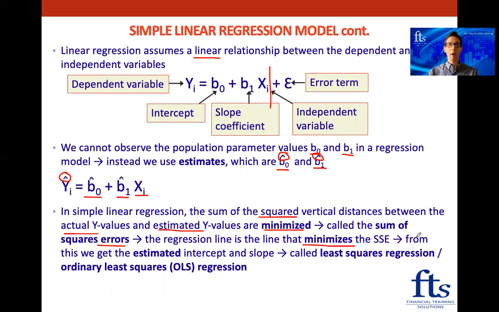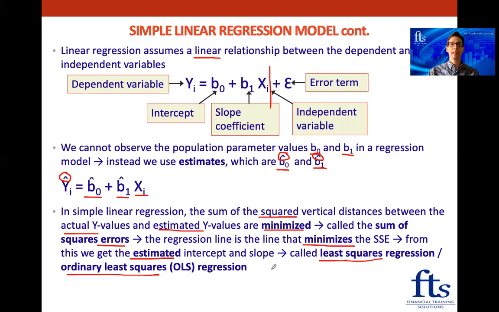So from this line, we're going to get our estimated intercept and slope, like we've spoken about. And we call this our least squares regression, because we want the line that minimizes the error. So it's our least squares regression, or some people call it ordinary least squares regression.